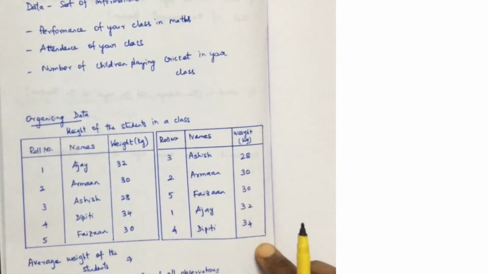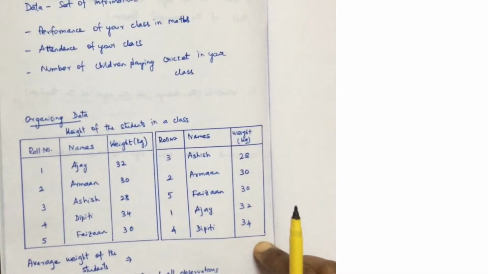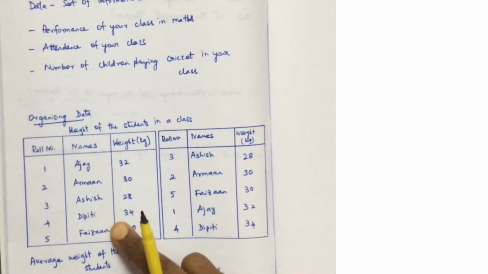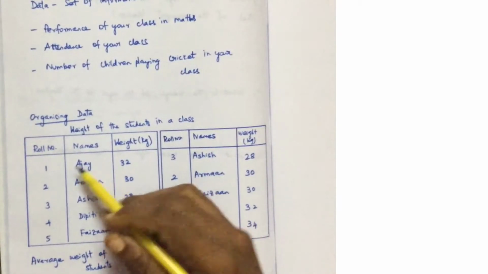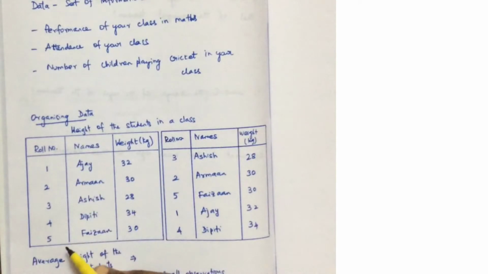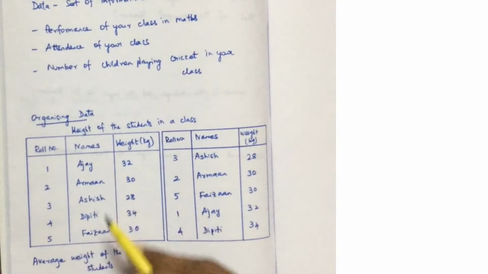Okay, now let us discuss the advantages and disadvantages of this. Suppose here, what is the advantage? Here it is going roll number wise, so that in a class of 40 students, I can check if I have entered data for all 40 students. I go to the last roll number. If it is 40, it means I have entered the weight of all the students.